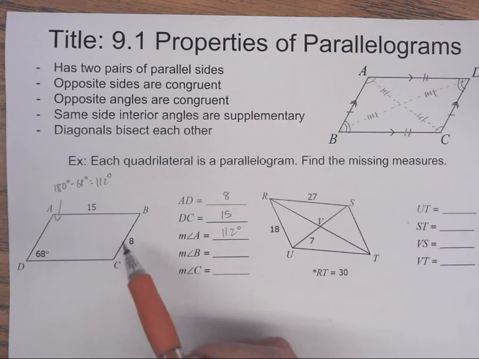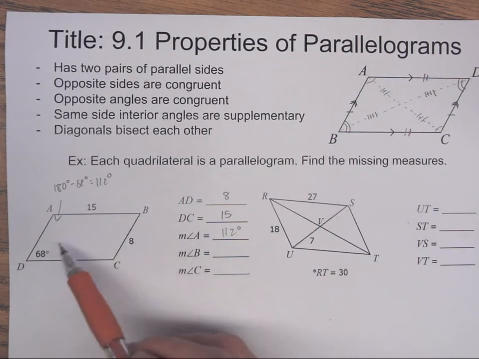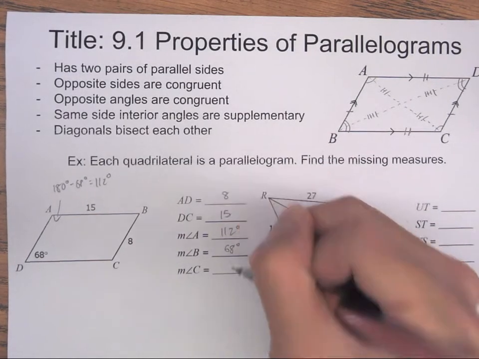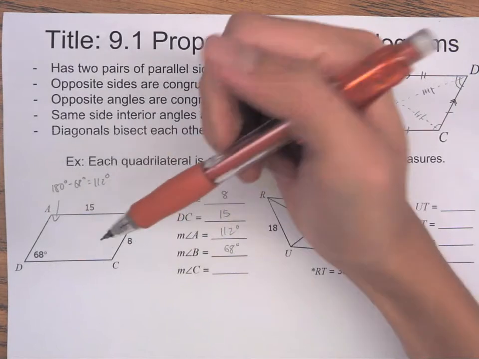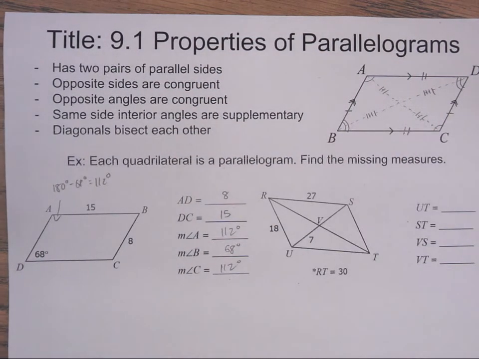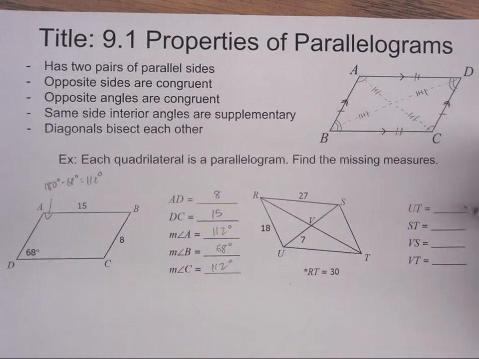Measure of angle B. Measure of angle B is opposite of angle D. That means angle B is 68 degrees. And angle C is opposite of angle A. This by default is 112. Okay. The next part here.